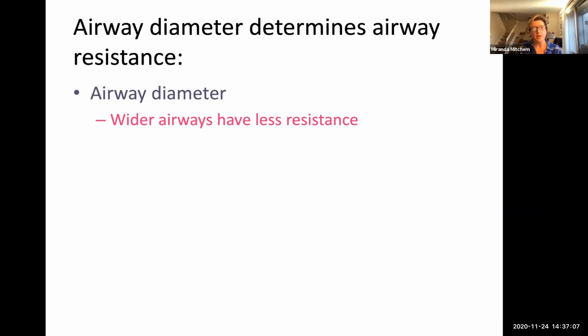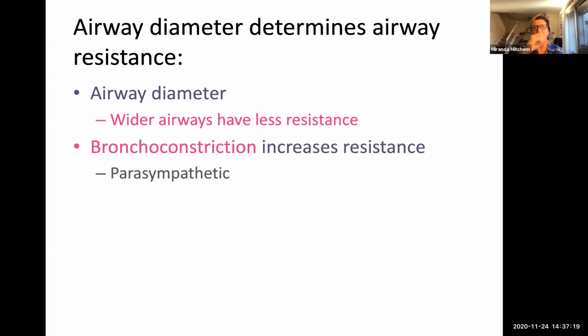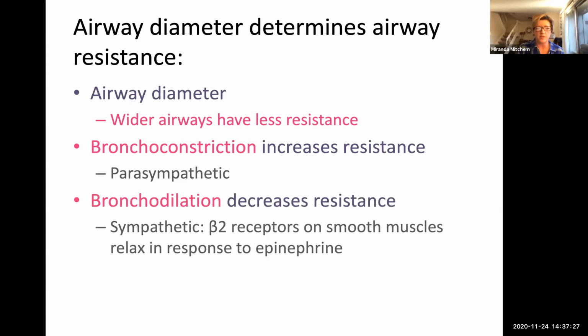So our diameter is similar to what we learned in our cardiovascular system, where the wider airways have less resistance. To constrict, clamping down the bronchioles is a way to increase resistance, and that would be a parasympathetic response. And then the opposite, bronchodilation, would decrease resistance, and that is under the sympathetic response using the beta-2 receptors that are present on the smooth muscle of the airway.